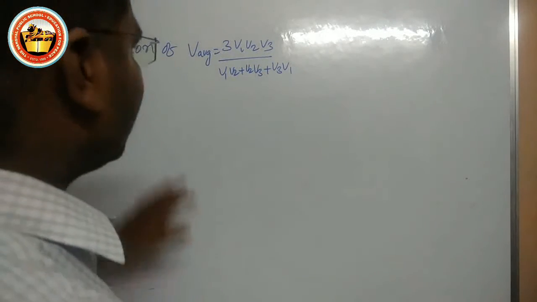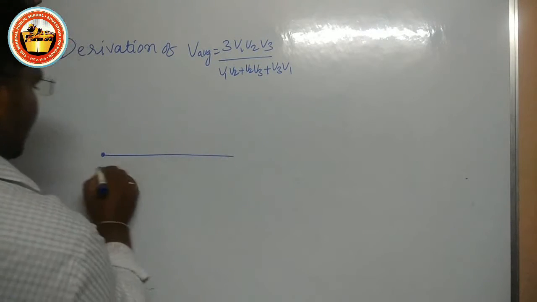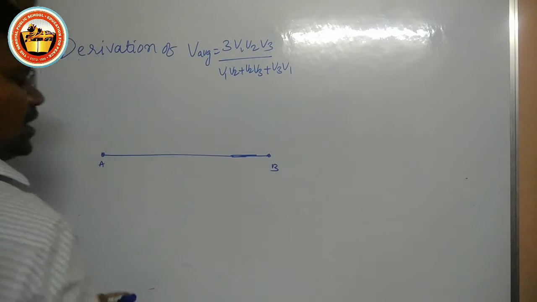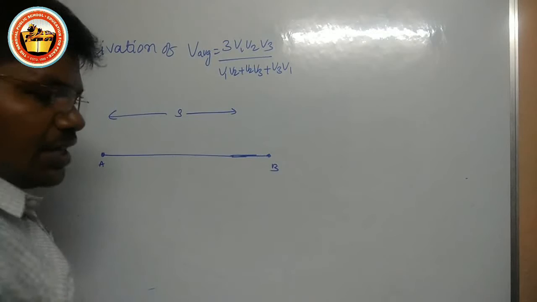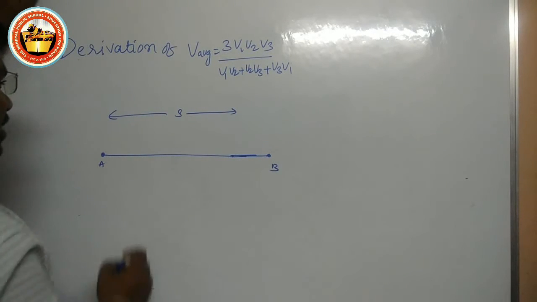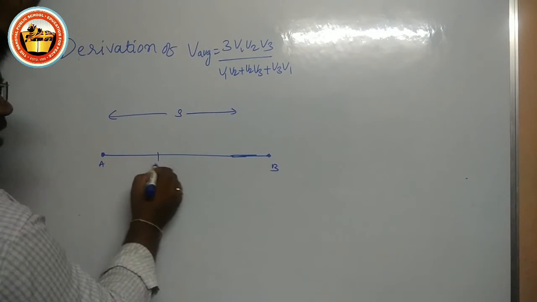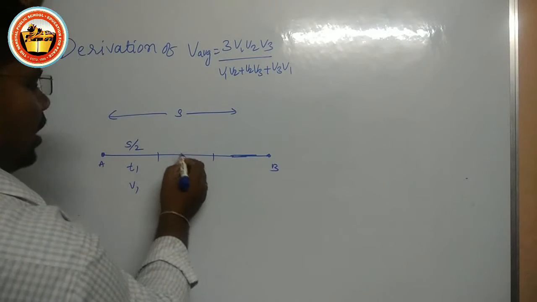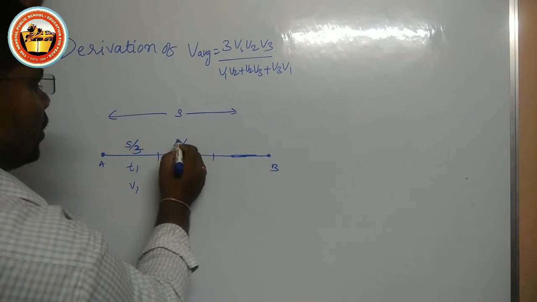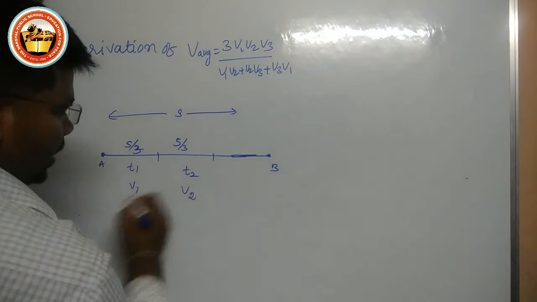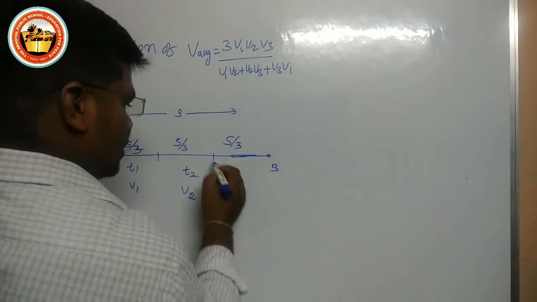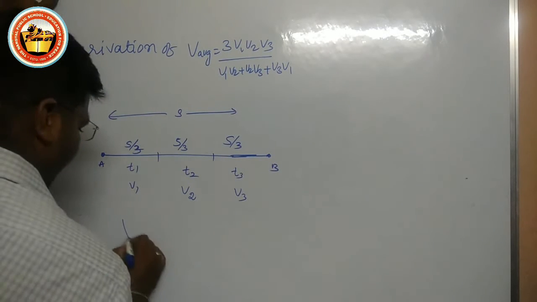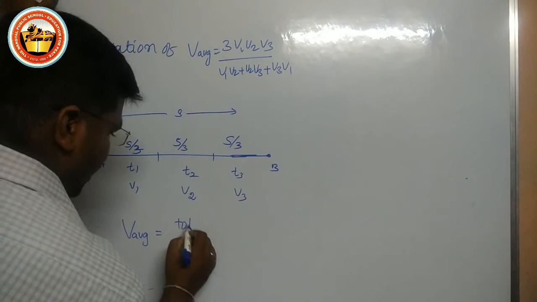Understand? So in order to get this derivation, consider a particle passing from A to B. It covers the total distance S. The particle covers one third of the total distance in t1 time with v1 speed, again one third of the total distance in t2 time with v2 speed, and the last one third of the total distance in t3 time with v3 speed.